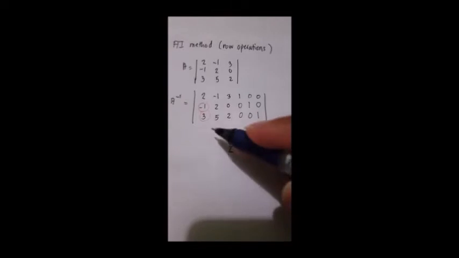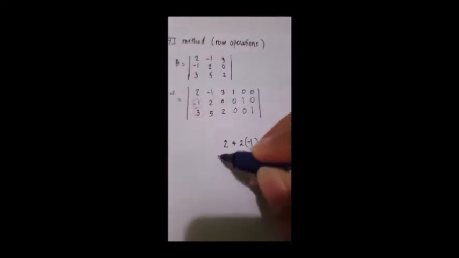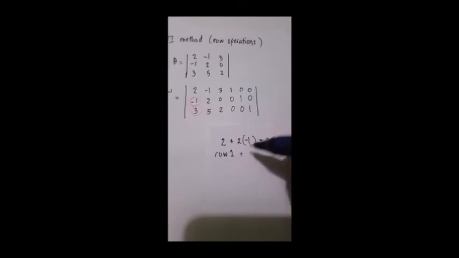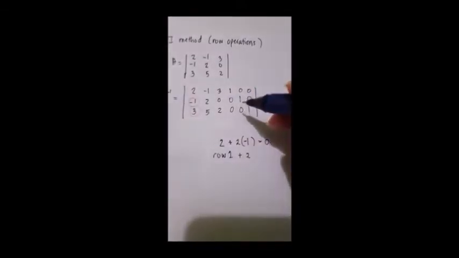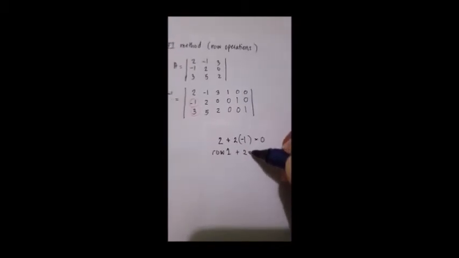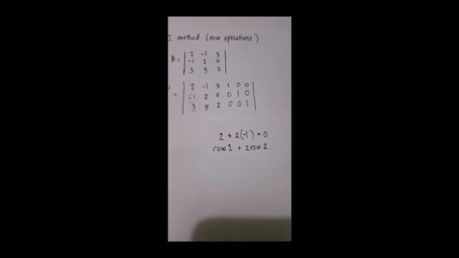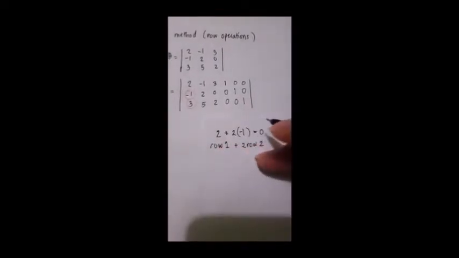Okay, so, meaning, we have 2 from row 1 plus 2 times -1, which comes from row 2. Ayan. So, that will be our guiding formula. Row 1 plus 2 row 2.